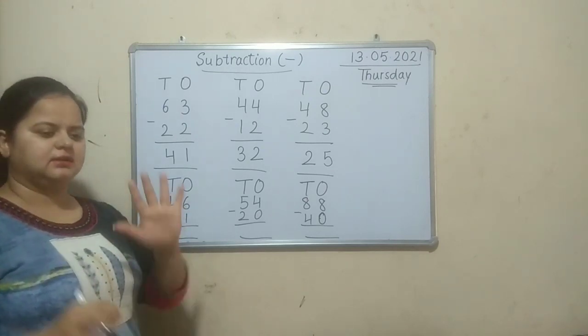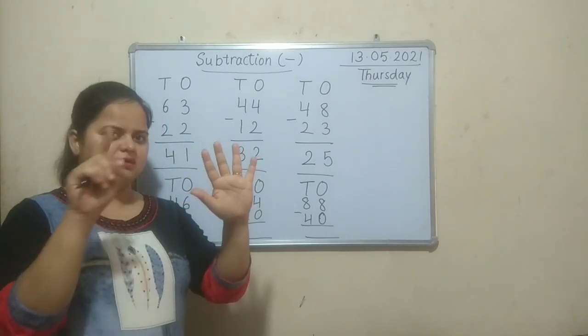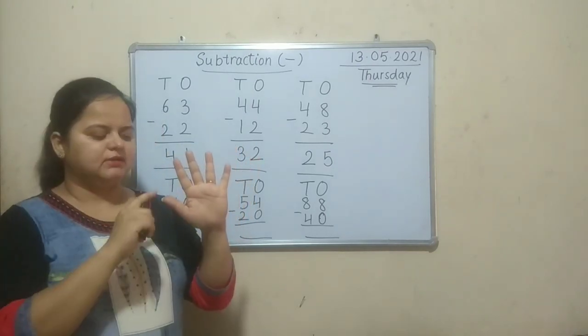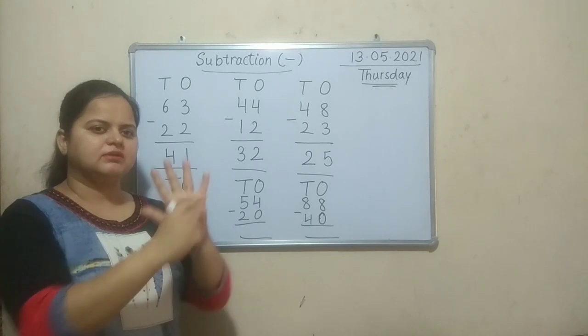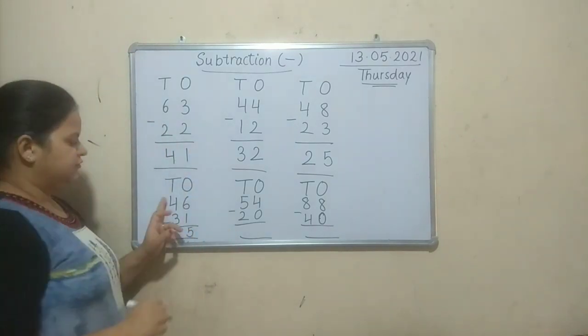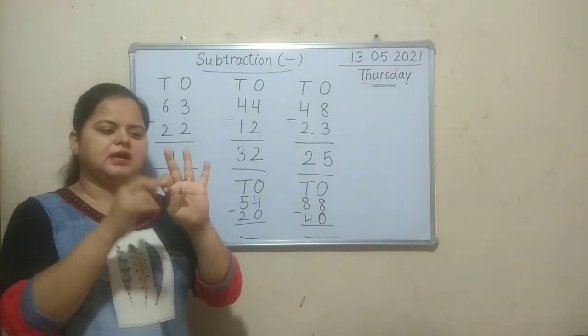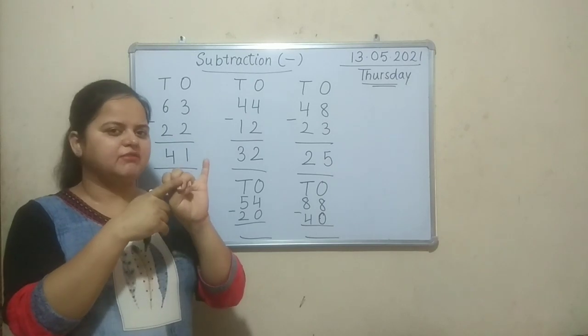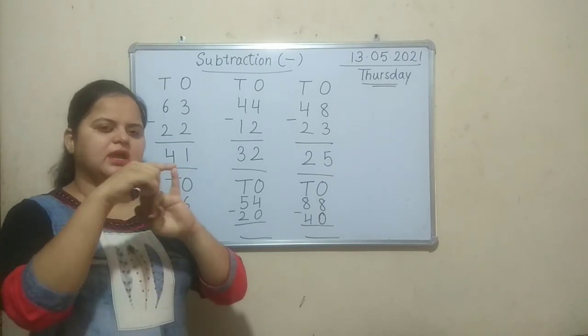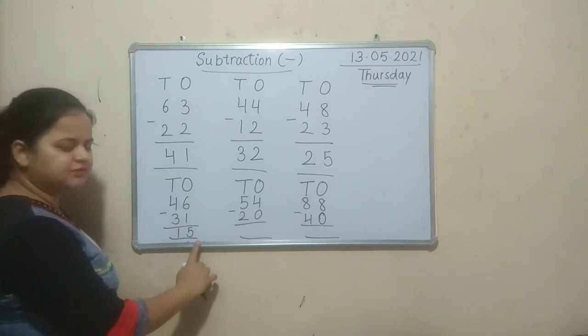6 minus 1. 6 and we have to close only 1. 1 I have closed. 1, 2, 3, 4, 5. We have 5. 4 and 3. 4. 1, 2, 3. I have closed 3 fingers. Now I have left only 1. So the answer is 15 now.